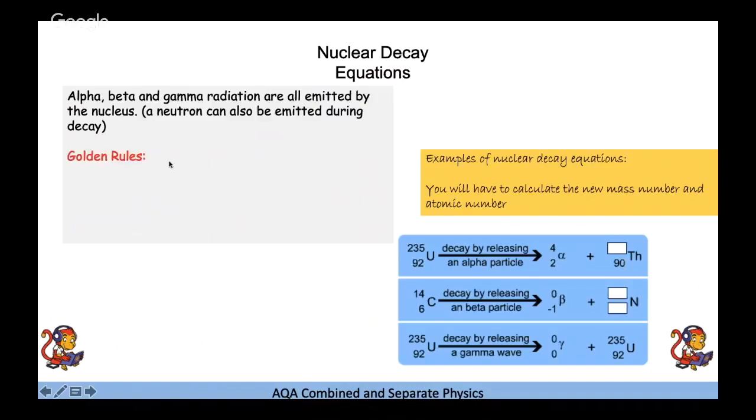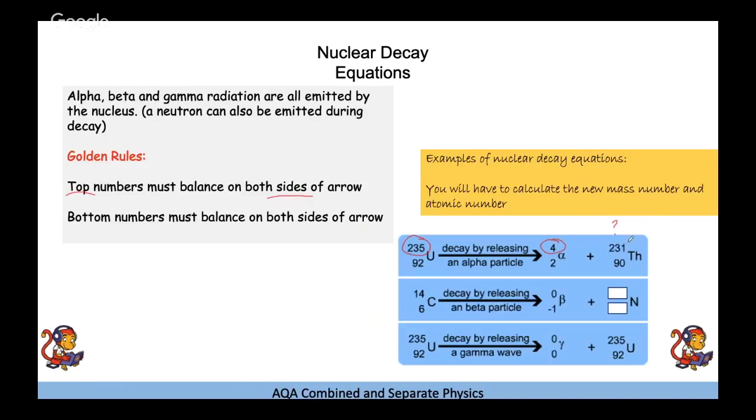So let's have a go at this. What are the golden rules to this then? First golden rule is the top numbers must balance on both sides of the arrow. So let's look at this first one, 235. On the left of the arrow, on the right of the arrow, 4. So I want to know, what is that number? Well, if they need to balance, 235, it's going to have to be the same as some number plus 4. So 235 minus 4 is going to give me 231.